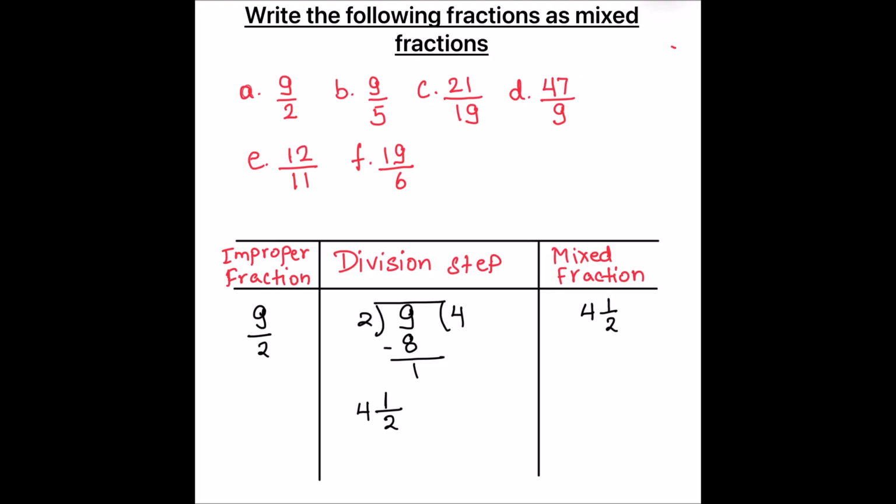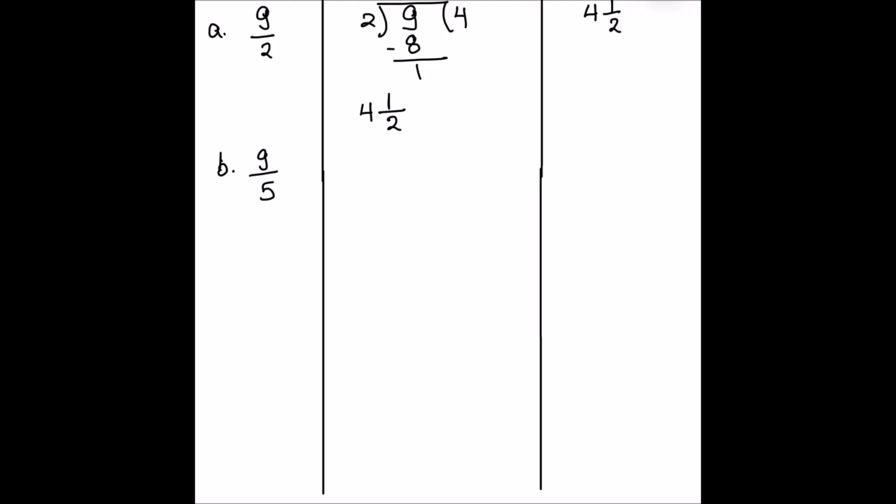This is for A part. Let's do the B one. B part is 9/5. So to convert this into a mixed fraction, we'll divide the two numbers and find the remainder. So 9 divided by 5, 5 times 1 is 5. 4 is the remainder here. The quotient will come as a whole number, which is 1. 4 is the remainder and 5 is the denominator. So 1 whole 4/5 is the mixed fraction.